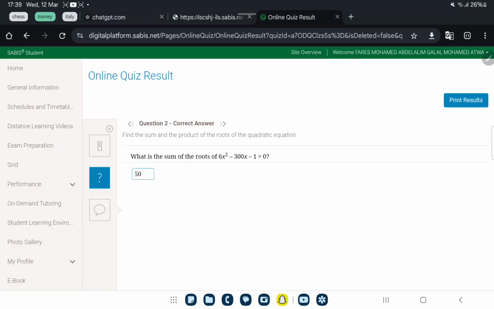Question 2. They want the sum of the roots. There is an equation for the sum of the roots. It's minus b over a equals sum of the roots. So minus b over a, b is minus 300, over a is 6. You put it in your calculator or do it in your mind. You get minus 300 over 6, you get 50.